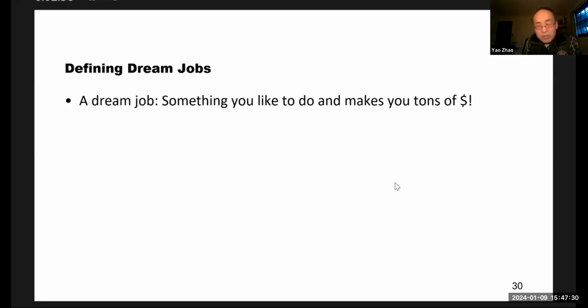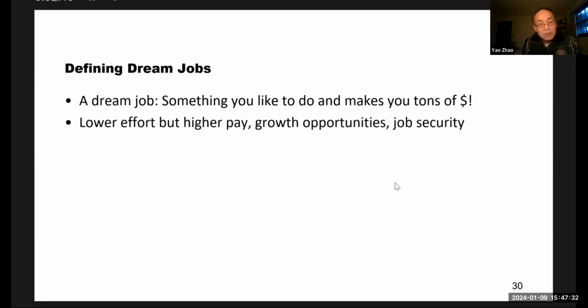Now more specifically, it means that you can find a job. You don't have to spend much effort, but you can get higher pay. You have growth opportunities, and also you have job security. Sounds too good to be true, right? But if you know how to use data analytics, it's actually achievable.